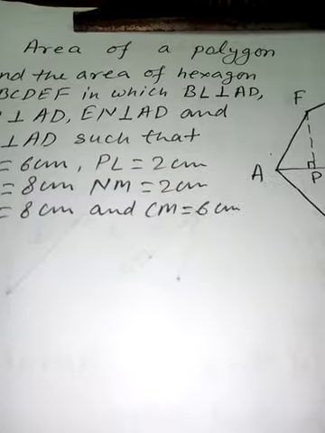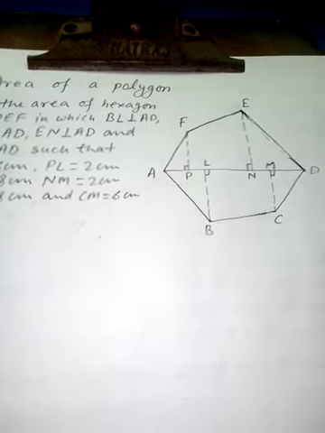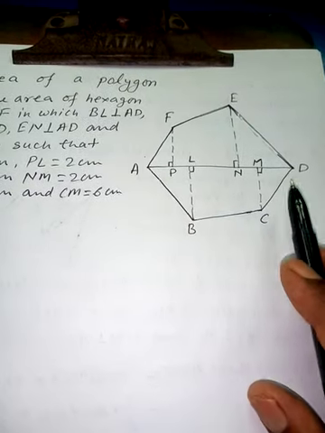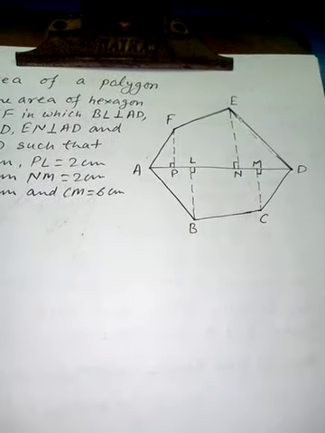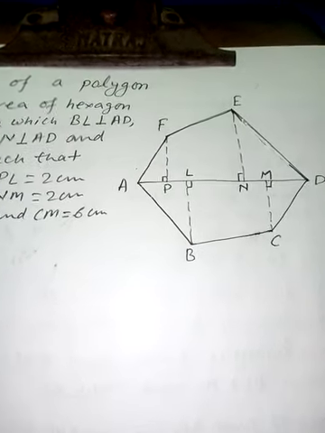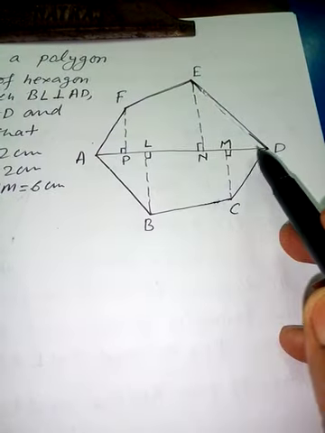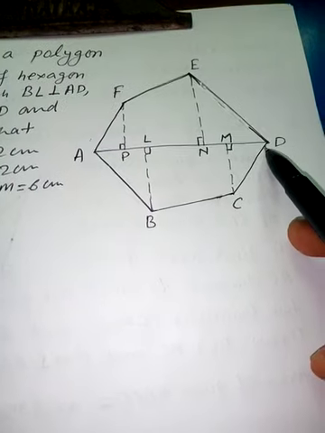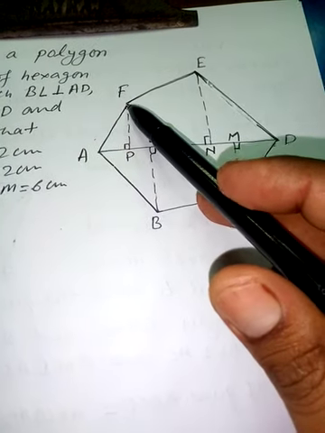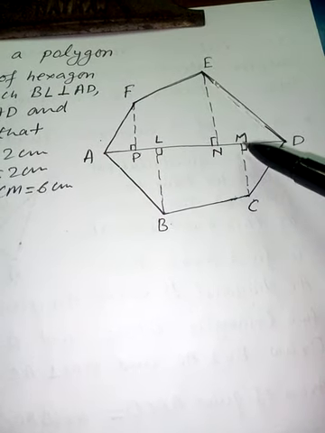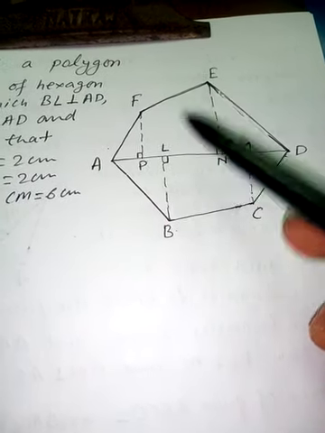Now the most important thing, the area of a polygon. Here I am taking an example. You can see a hexagon ABCDEF, and we have to find out the area of this hexagon. To find the area of this hexagon, we draw one diagonal, AD, and draw perpendiculars from the other vertices: F to AD, B to BL, C to CM, E to EN. These are the perpendiculars.